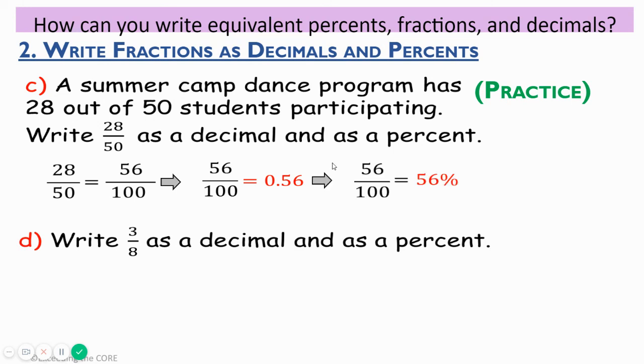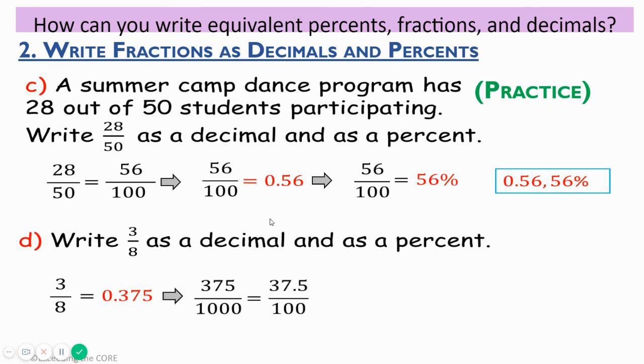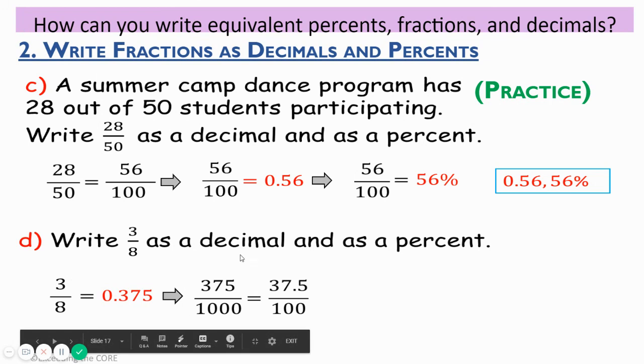which would be 56%. Now in this case, 3/8, we would have to do some long division in order to get to that decimal equivalent. So 3 divided by 8 is 0.375, or 375 thousandths, which is this fraction. If you divide each of these by 10, you get 37.5 over 100, which is 37.5%.